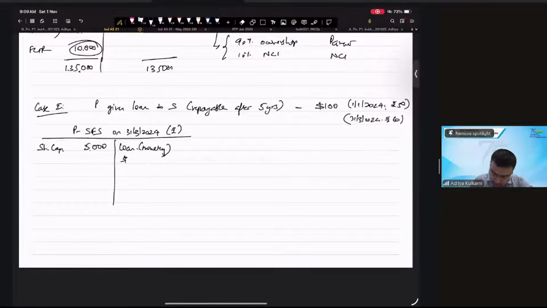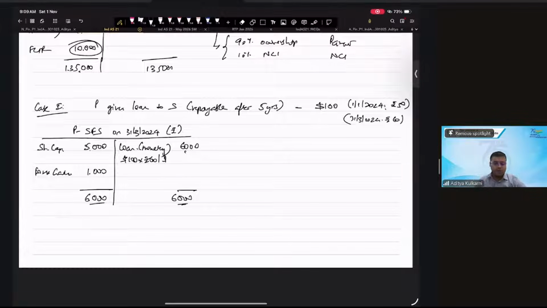So $100 into rupees 60 per dollar, 6,000. And that is a forex gain. Because when you gave it, it was at 5,000. But when you translated it, it is at 6,000. The difference is a forex gain that goes to your P&L. Are we okay with this? Yes.